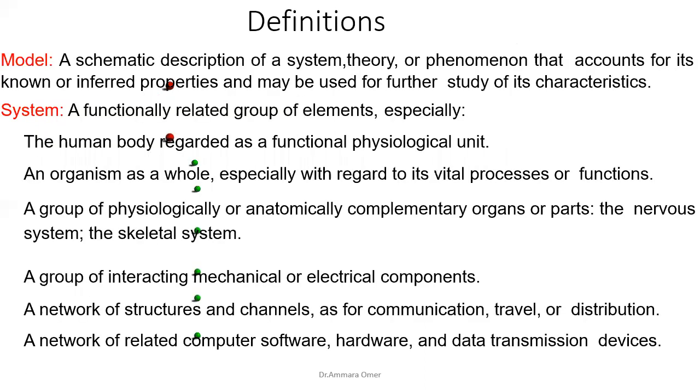Today, our topic is that, first, we will see the models. So models in operation research are of different types. A model is a systematic description of a system, theory or phenomena that accounts for known or inferred properties and may be used for further study of its characteristics. So the system may be a functionally related group of elements, or it may be the human body regarded as a functional physiological unit, or it may be an organism as a whole, or we can also say a group of physically and complementary organs or parts, or some mechanical or electrical components, and a set of structures and channels and a network of related computer software. So all this belongs to the system, and the systematic description of these systems or theory or phenomena is known as a model in operation research.